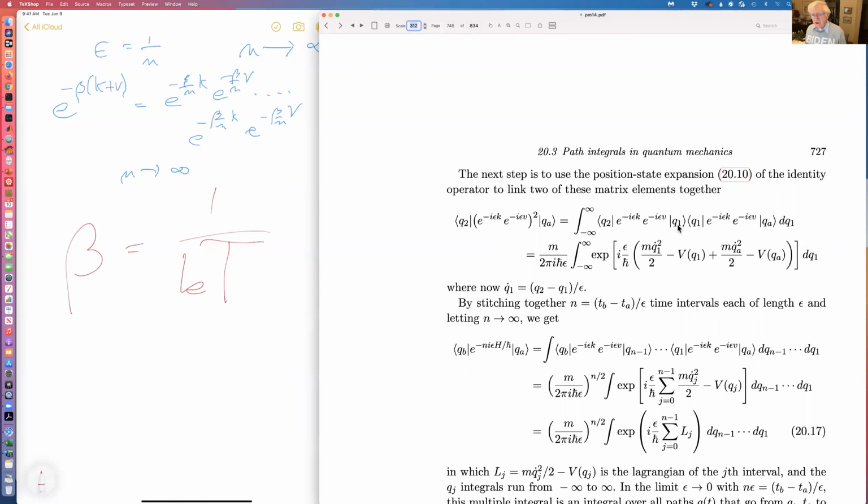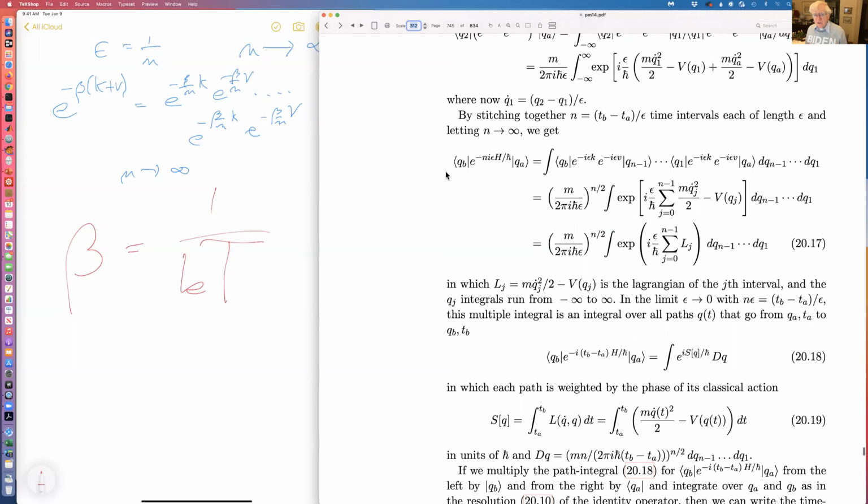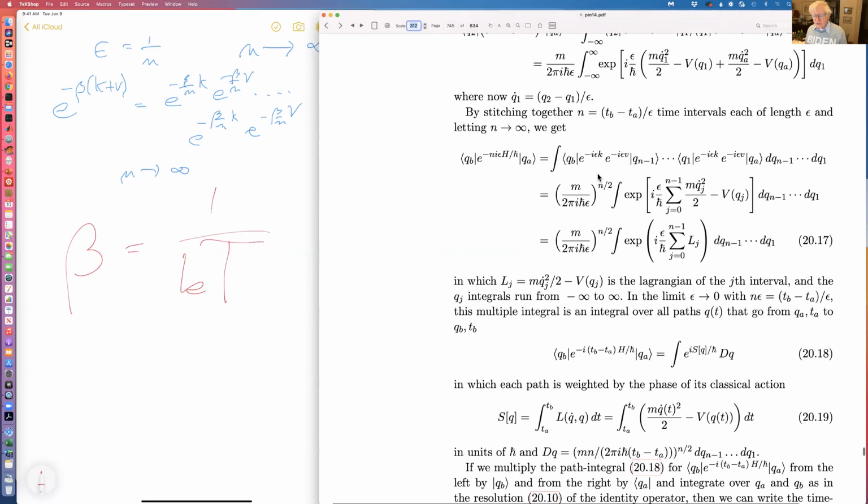In fact, you get it almost immediately because you know what these are now, and you don't have to recompute them. And so you know this is just an integral over the complete set of states Q1. And now if you do this n times, what you find out is that the QB QA matrix element for a time period n epsilon is this expression, with a factor out in front.